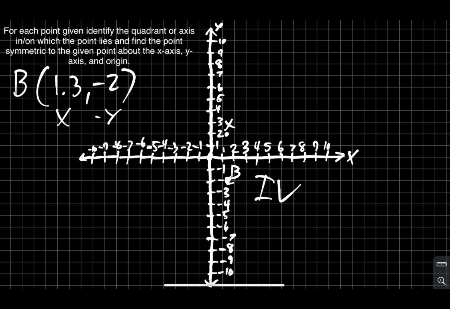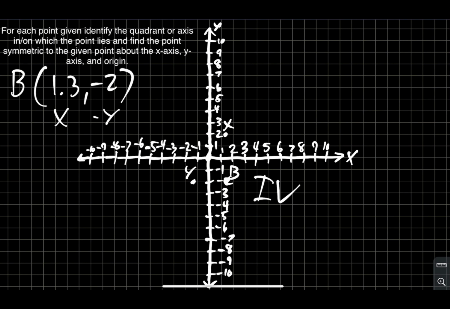Now, what about the point symmetric to B about the y-axis? So we're trying to move across the y-axis from point B. So when we draw our arrow, it's going to show that we need to move to the left. So that means we need to change our x value because that's a horizontal movement. So for point y, which is going to be the symmetric point to B about the y-axis, we need to change that x value. So it's going to be negative 1.3, comma, negative 2. So when we plot our point, it's going to be about right here. And that's going to be point y.